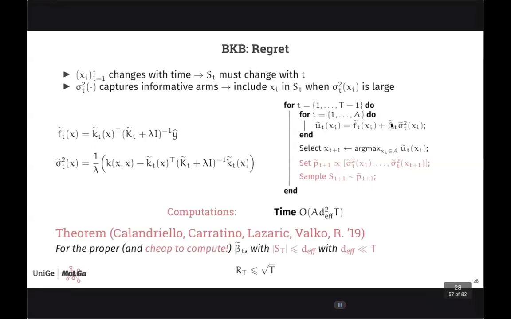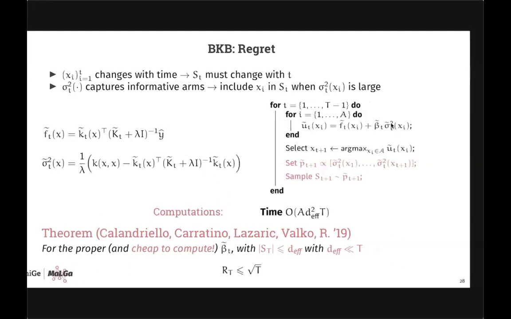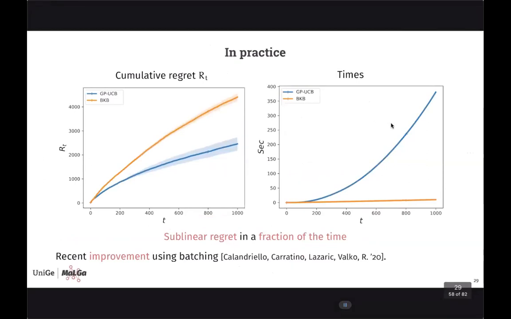With this algorithm, it is possible to prove that with a number of centers, a number of projections, which is potentially much smaller than the total number of steps, we can obtain the exact same performance that you obtain with the full GPUCB. What I denote here by df is a quantity that depends on the set of arms and the kernel, and typically can be much smaller than the number of steps. So in practice, you can do some simulation and see that you can obtain the same sublinear regret in only a tiny fraction of the time.